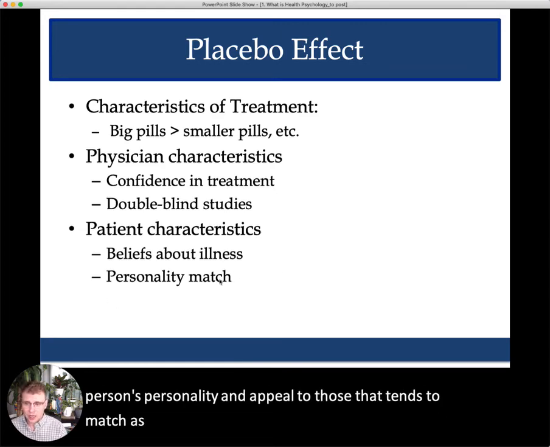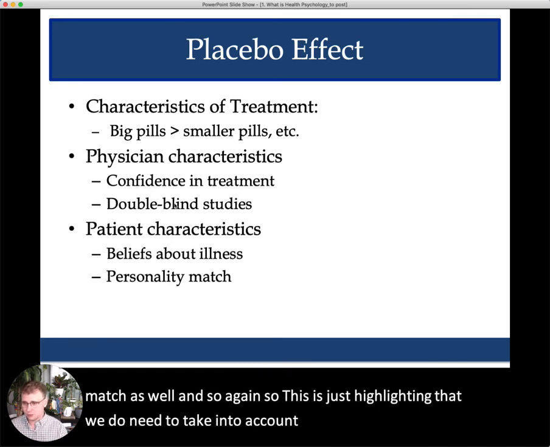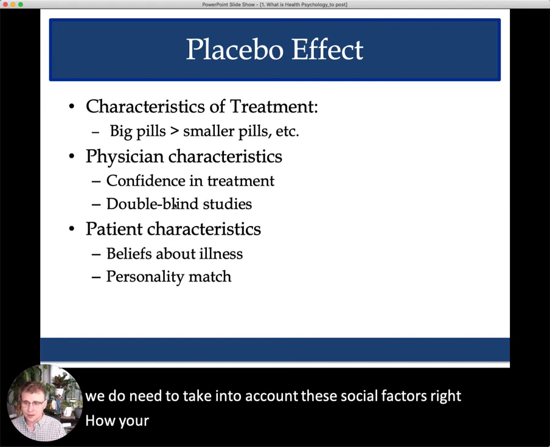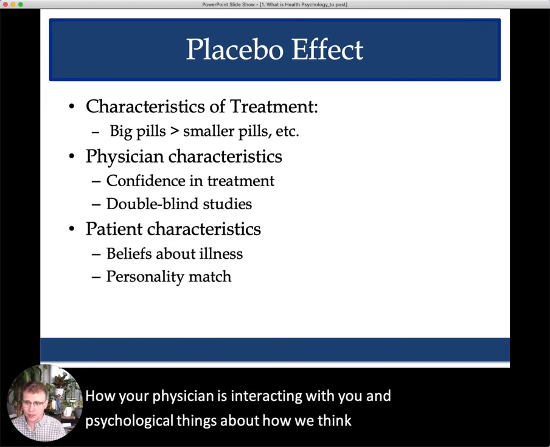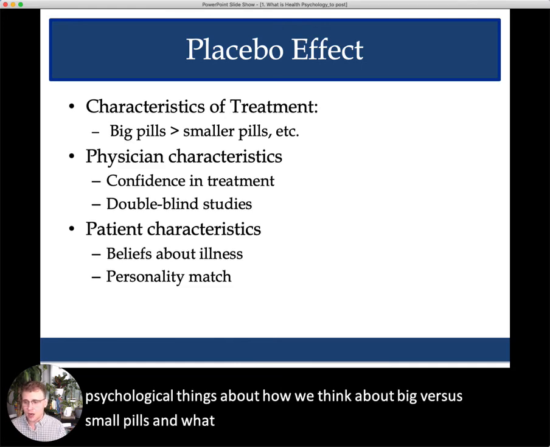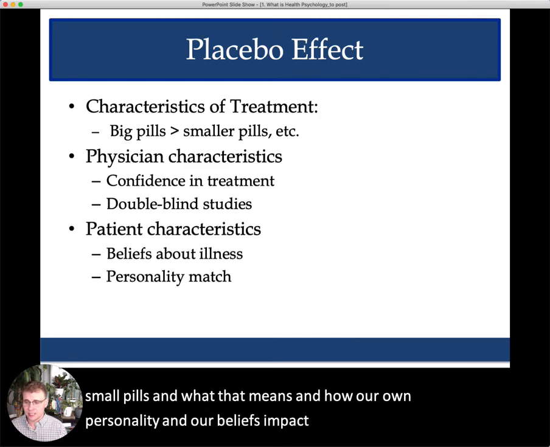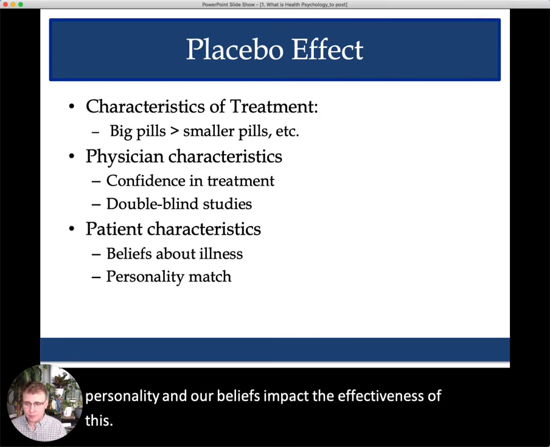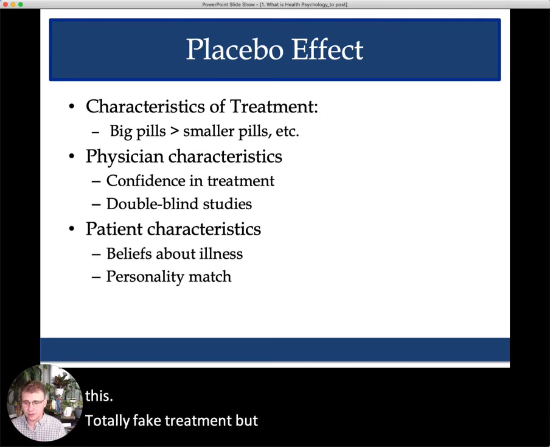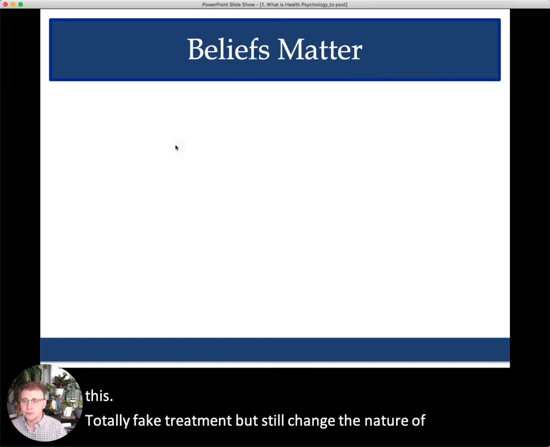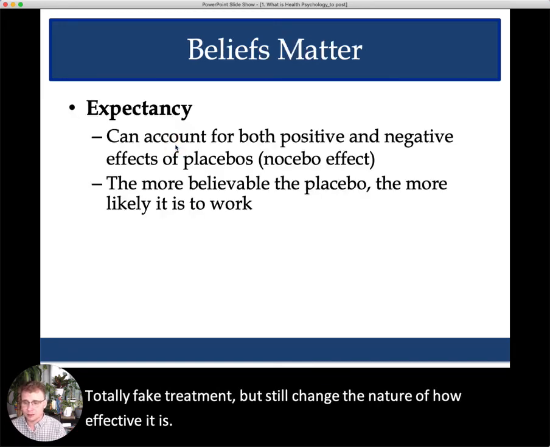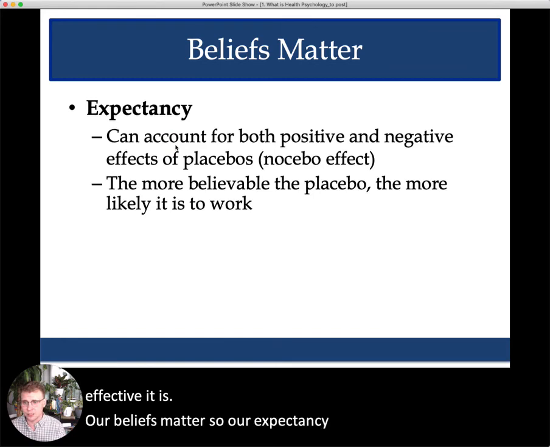And so, again, this is just highlighting that we do need to take into account these social factors, right? How your physician is interacting with you, and psychological things about how we think about big versus small pills and what that means, and how our own personality and our beliefs impact the effectiveness of this totally fake treatment, but still change the nature of how effective it is. So our beliefs matter. Our expectancy is really key in this placebo effect.